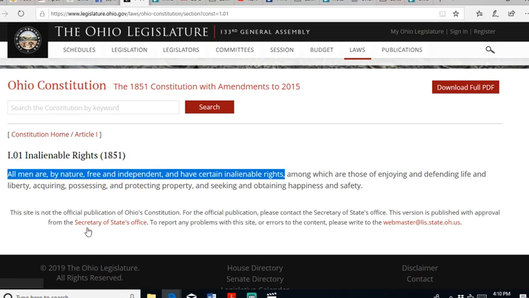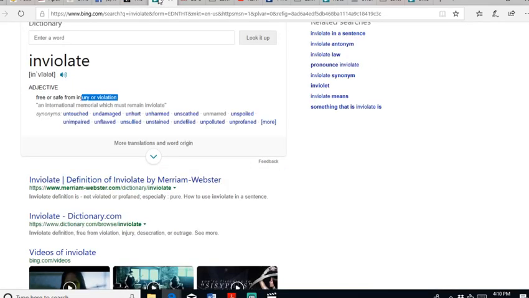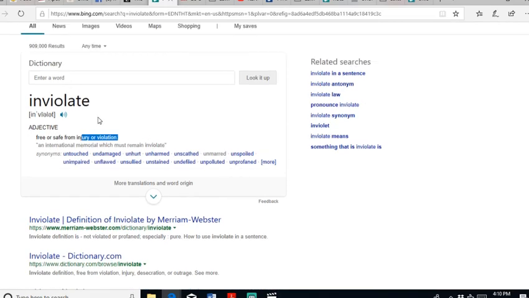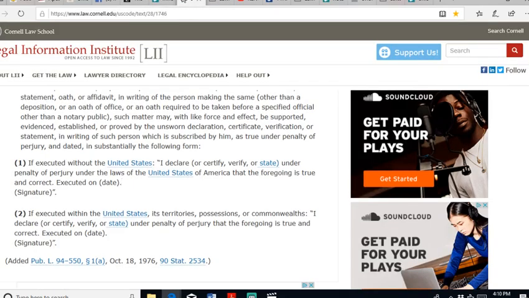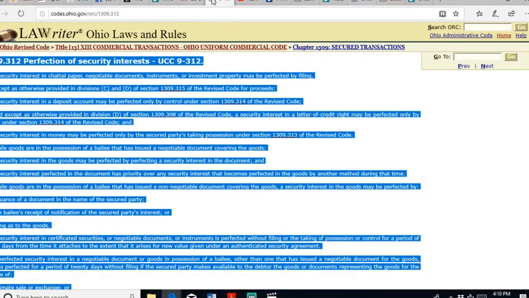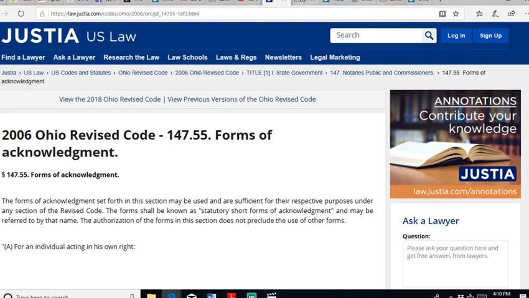This is where I'm able to show you things, and I can show you through the process, through the courts. Ain't nobody teaching y'all this. That's why people are saying, like I said, inviolate, free or safe from injury or violation. This is going to break this down to you. Let's go on. Okay, I talked about that.